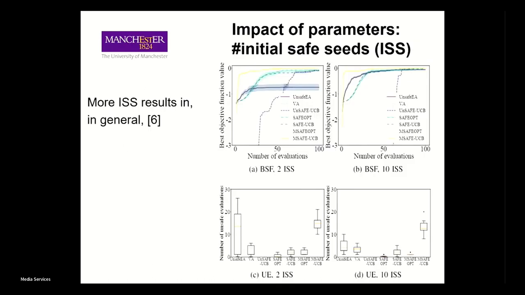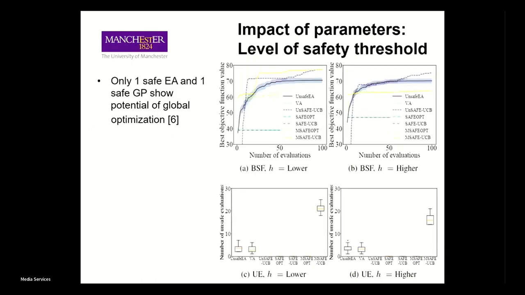The result is that if you provide more initial safe seeds, we found that the algorithms in the plots above show quicker convergence and robust optimization. For example, you can see the decreased size of the standard error around the mean function, reaching better BSF and also fewer unsafe evaluations in the plots below.